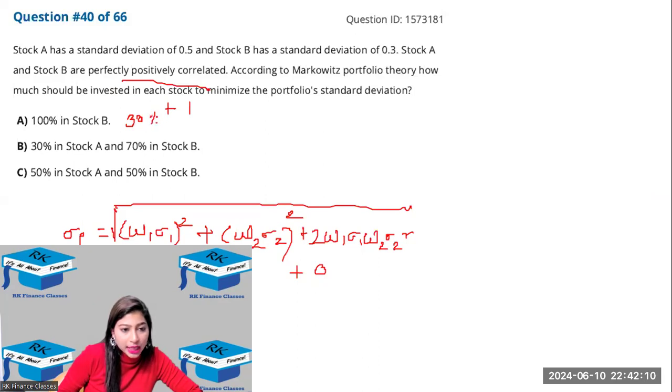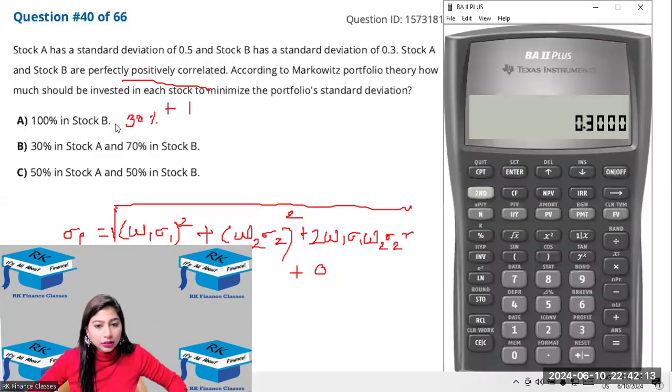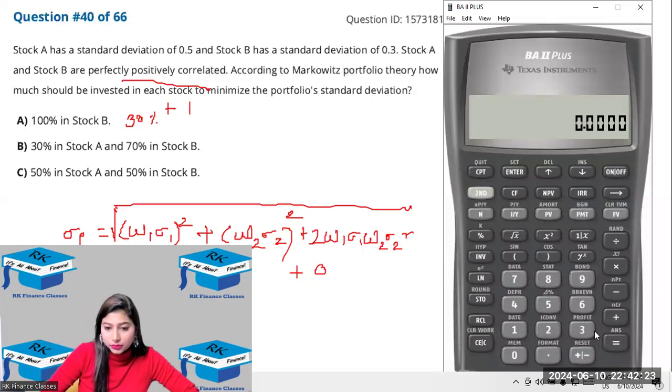Let's see what comes for option B and C. Now I'm directly doing the calculations. 30% in stock A. Look at the calculations very carefully, it's a slightly long calculation. So 30% in stock A, 30% into standard deviation. So W1 into sigma 1, which is 0.5, equal to the square of this thing. Store this in memory number 1. For the second term, W2 is given in the option as 70%. So 70% into sigma 2, which is 0.3. The standard deviation for stock B is given as 0.3, and the square of all those. Store this in memory number 2.